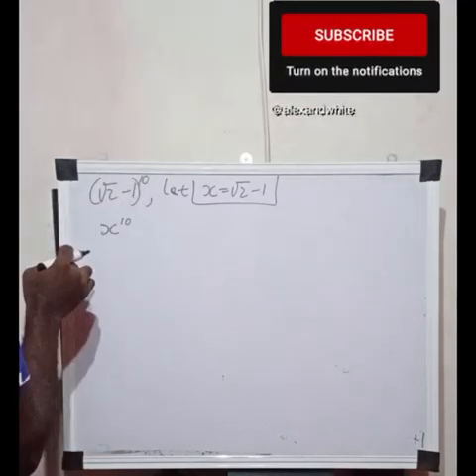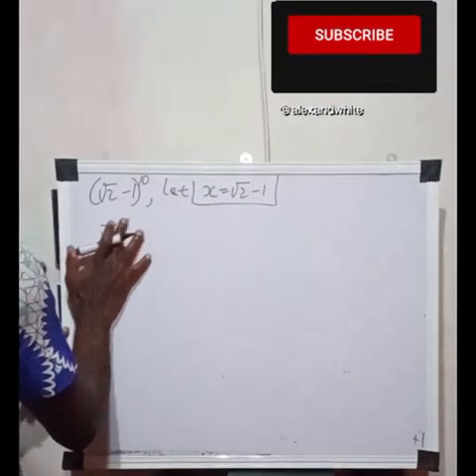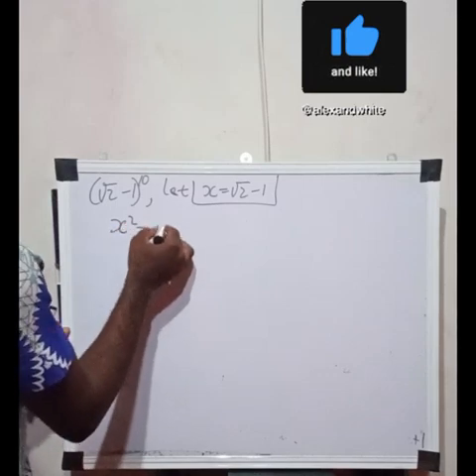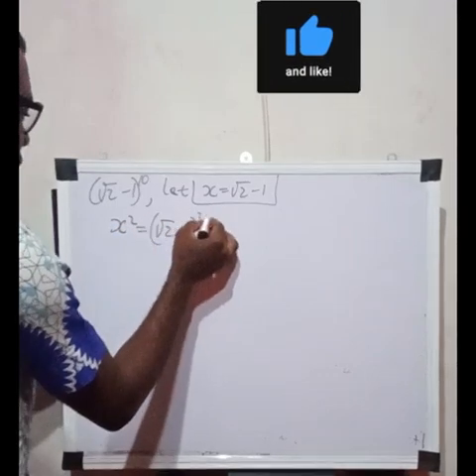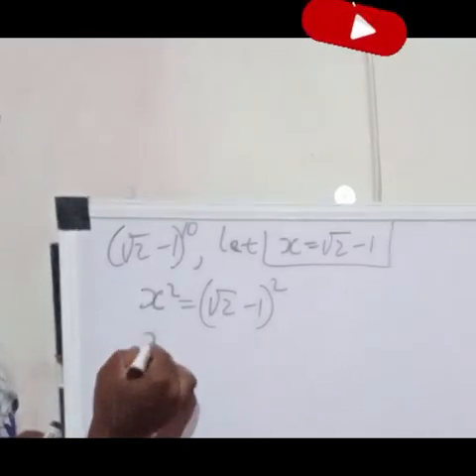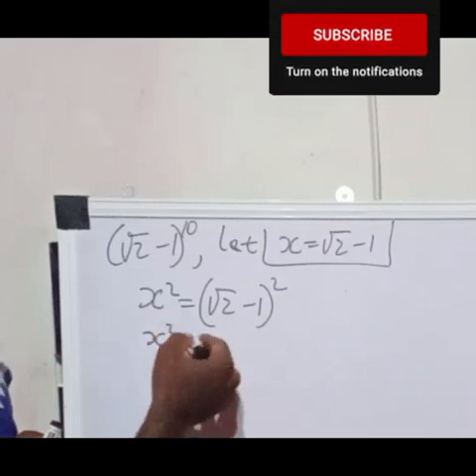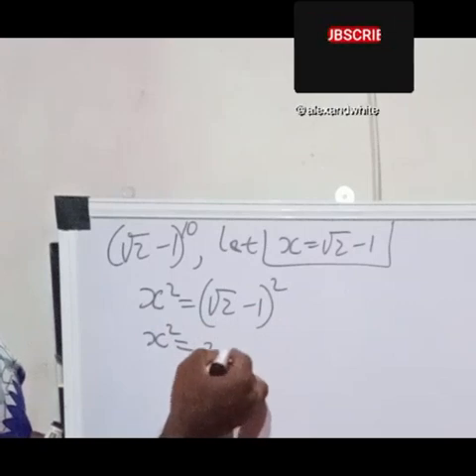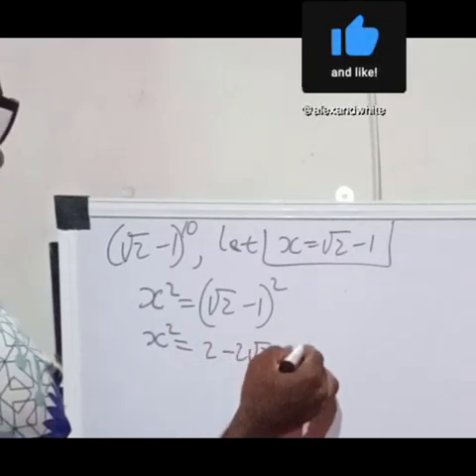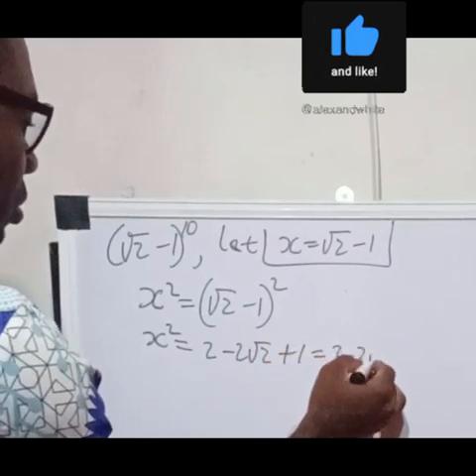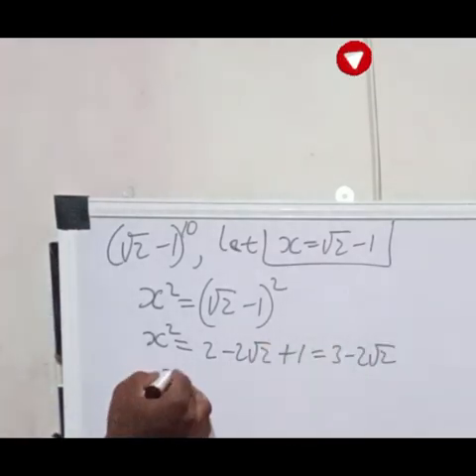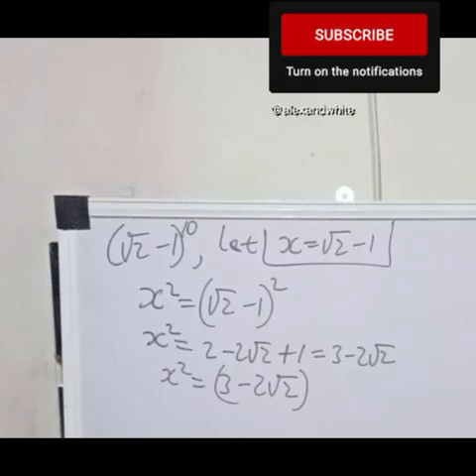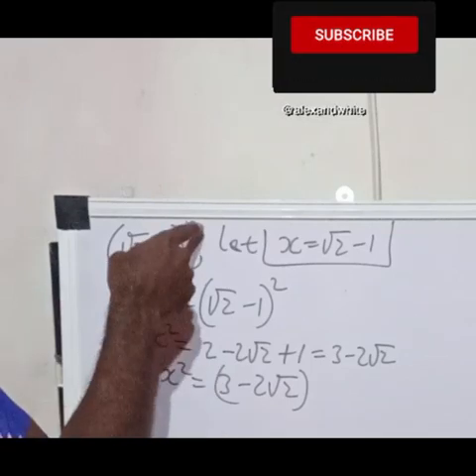And if this is x raised to the power 10, noting that x is this, I would say that x raised to the power 2, let me take it gradually, is going to be root 2 minus 1 raised to the power 2. And if I expand this, x squared will be root 2 times root 2. You know how we expand two brackets and multiply out? We are going to have 2 minus 2 root 2 plus 1. And that is going to give us 3 minus 2 root 2. So x squared is 3 minus 2 root 2. We've gotten power 2 now. We are looking for power 10.